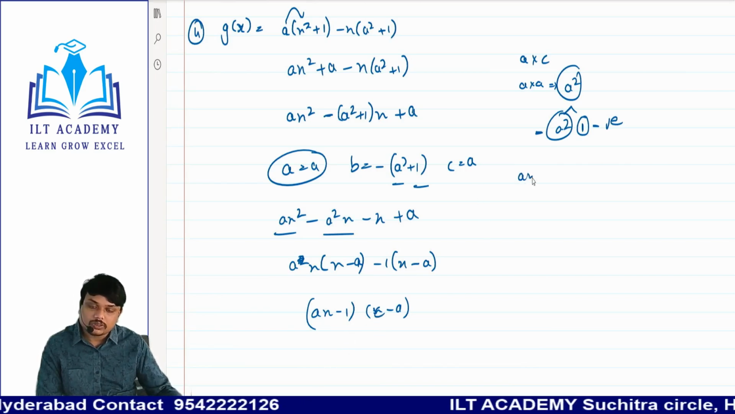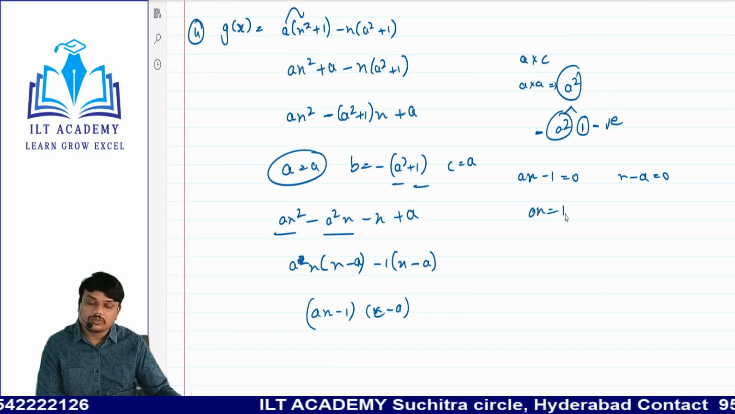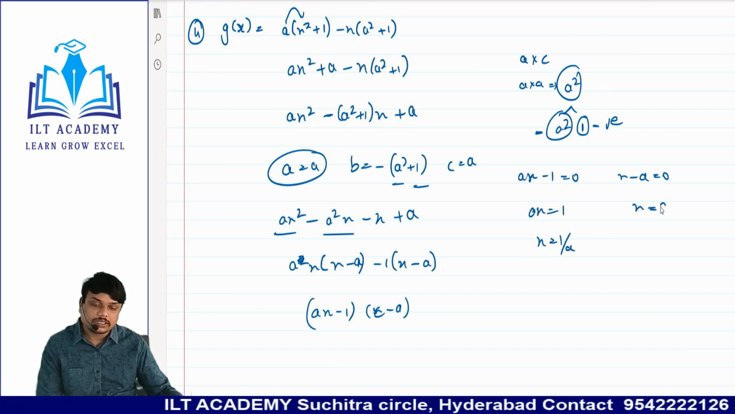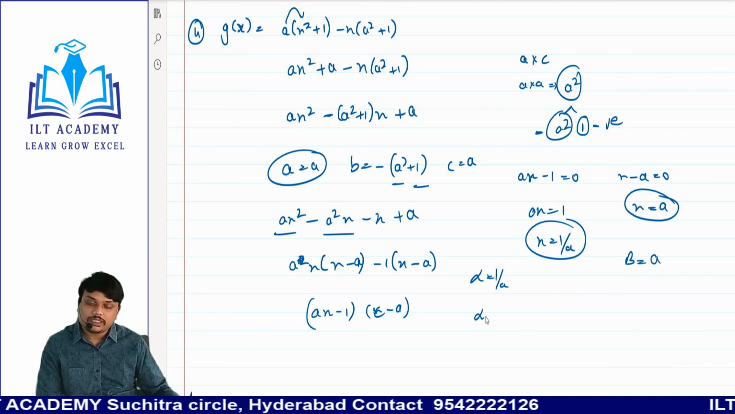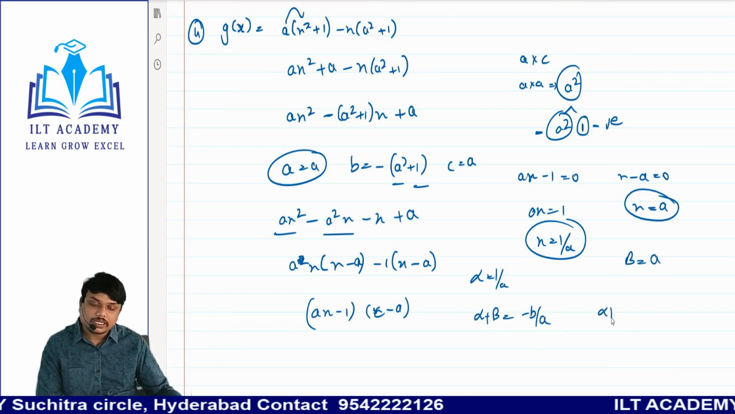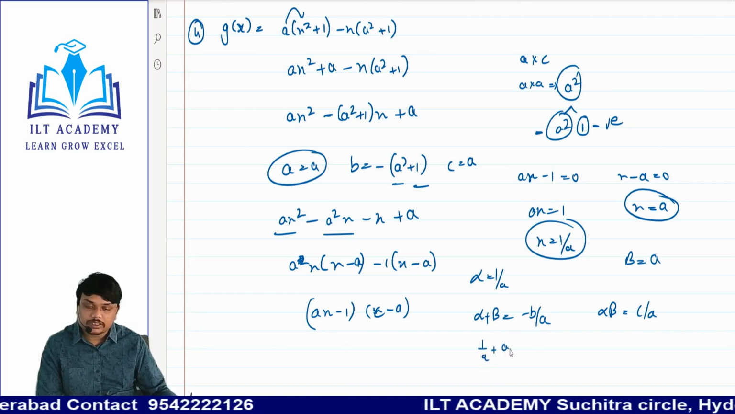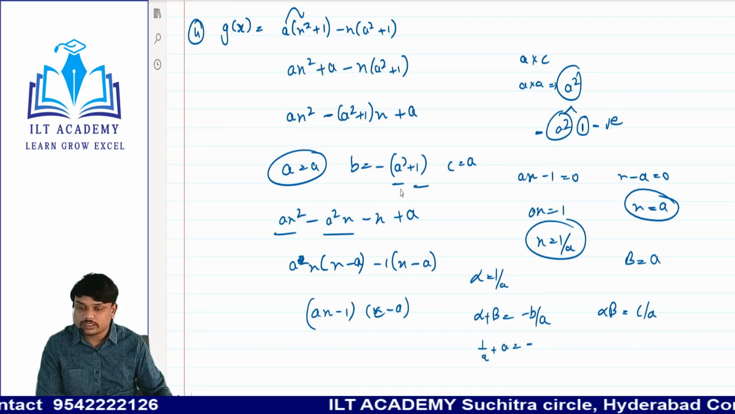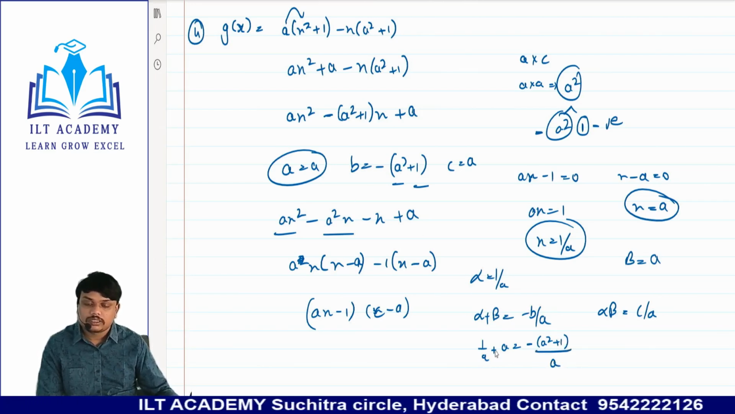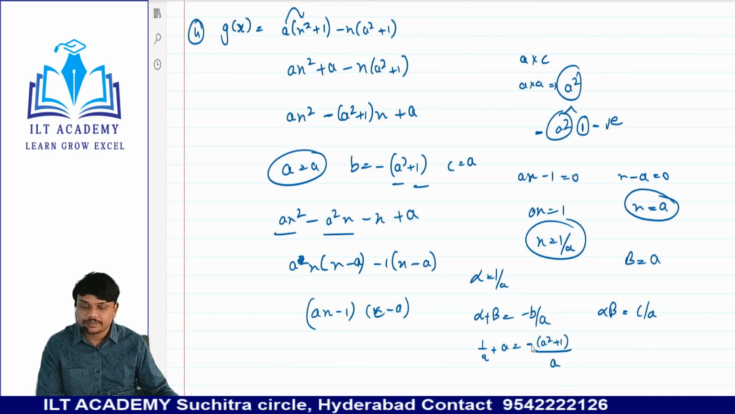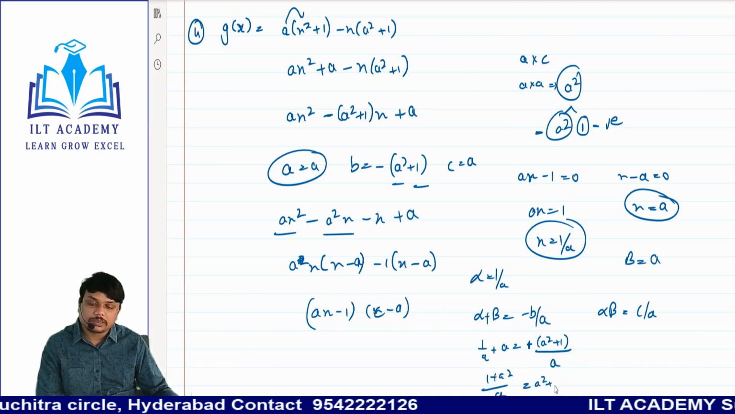So now I can equate with 0. Ax minus 1 is equal to 0 and x minus a is equal to 0. Ax is equal to 1, x is equal to 1 by a and x is equal to a. Now you are having what? Alpha is equal to 1 by a, beta is equal to a. Alpha plus beta is equal to what? Minus b by a. Alpha beta is equal to what? C by a. Alpha is 1 by a. Beta is equal to a. Minus b value is a square plus 1 upon a value, which is a. Clear? Here you can do what? Minus of minus. It will become plus. Now 1 plus a square upon a, which is nothing but a square plus 1 upon a.